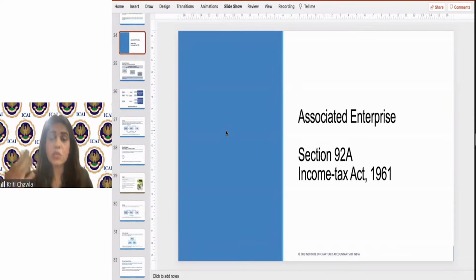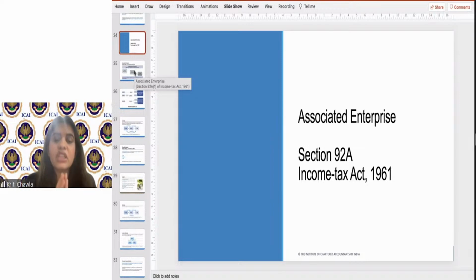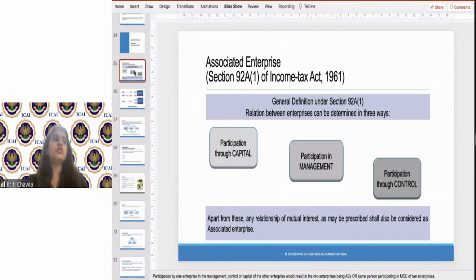So now the point is, what exactly are associated enterprises? This is provided in Section 92A of the Income Tax Act 1961. So if you look at Section 92A, it is provided in two subsections. There is subsection 1 out here, and then there is subsection 2 of Section 92A. We'll start with Section 92A(1) of the Income Tax Act. Now, Section 92A(1) has a very generic definition of what is going to be associated enterprises. So, it's going to talk about what is generally an associated enterprise.